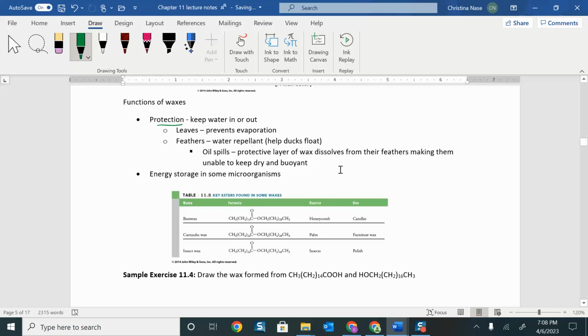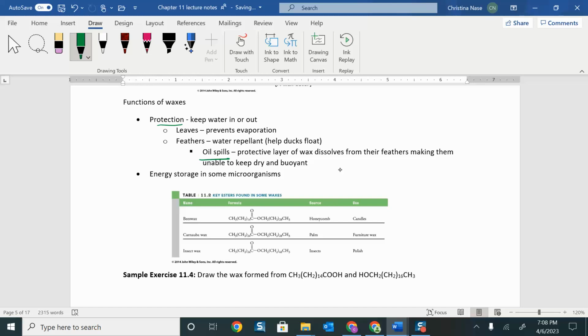So remember, like dissolves like. If you have something that's polar, that's going to dissolve in water. If you have something that's non-polar, it's going to dissolve in something non-polar. Oil is going to be really non-polar. The waxes on the feathers are going to talk to that oil, and the oil is going to start dissolving that protective layer of wax on the bird's feathers, and that's going to make them unable to stay dry and buoyant, and that's really sad.